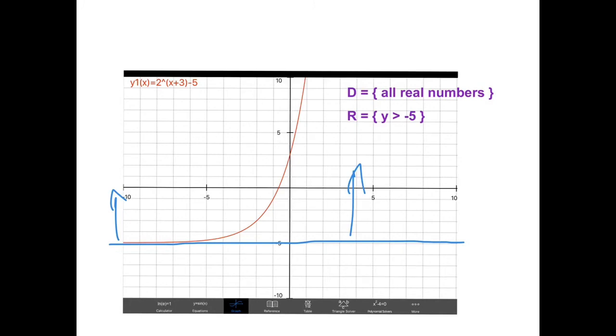Do we need to use the trace on like a regular problem? No, eventually we're going to be able to pick the domain and range right off from the equation.